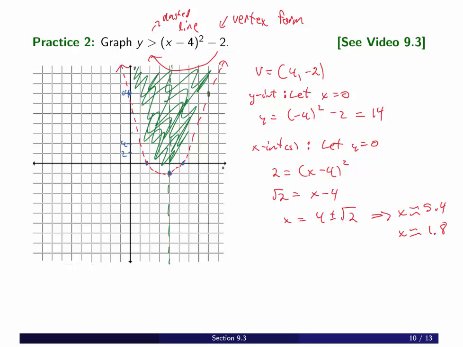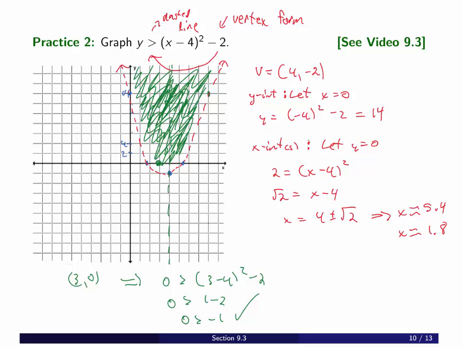You can use a test point, any point you want. You can use a point on the x-axis actually. You could use the point 3 and 0. That would be this point right here that I scribbled so aggressively. Is 0 greater than 3 minus 4 squared minus 2, which comes out to be 1 minus 2, which comes to negative 1? Yes, it is. Therefore, it works. Okay? So there you have it. I wouldn't suggest you scribble like I'm doing here. I would suggest you just do solid lines like I used to do instead of this mess.